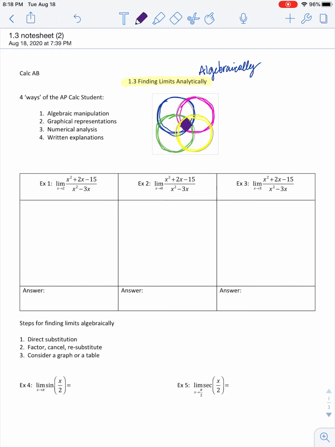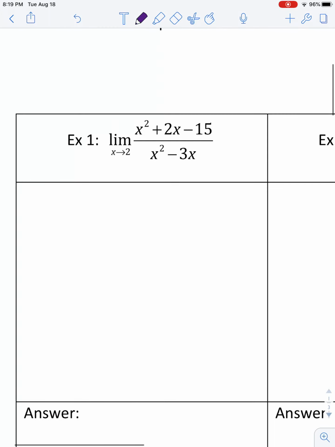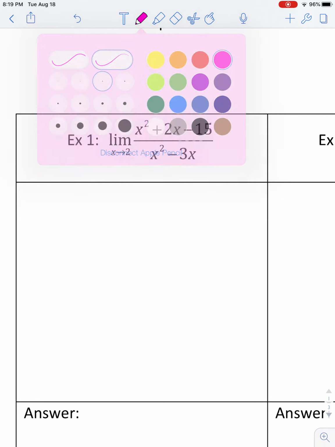So let's get on the way. This is where we are today. We're going to work on some algebraic manipulation of limits. So we've got 3 examples here. You'll notice they all have the exact same function. All 3 limits are just different values on the function. So the first one is having us take a look at the limit as x approaches 2 of this function.